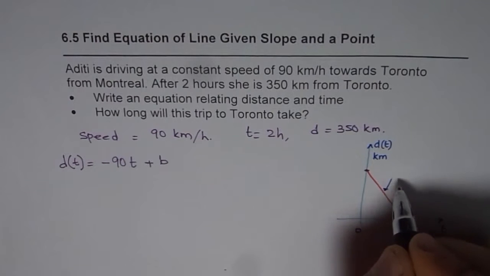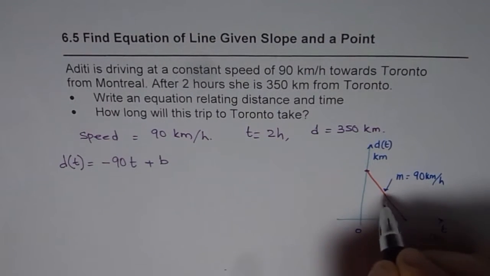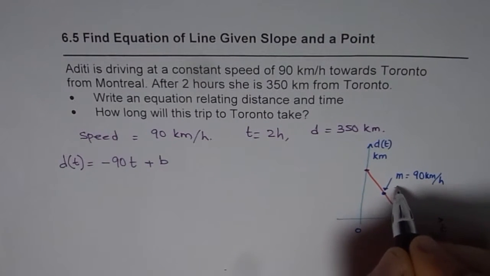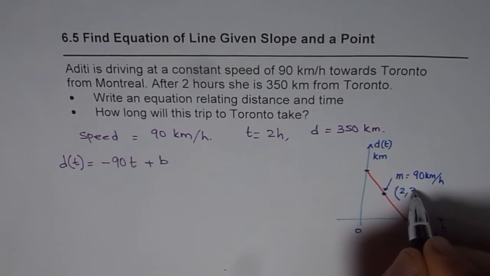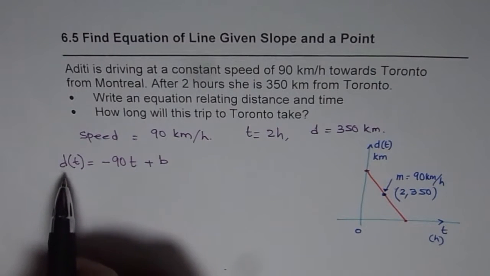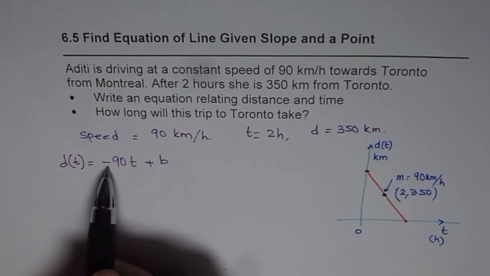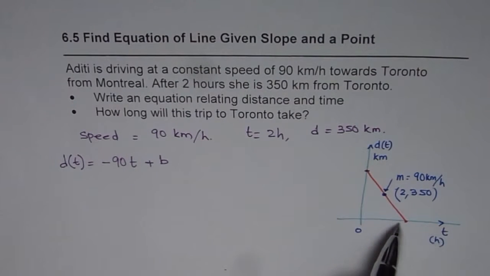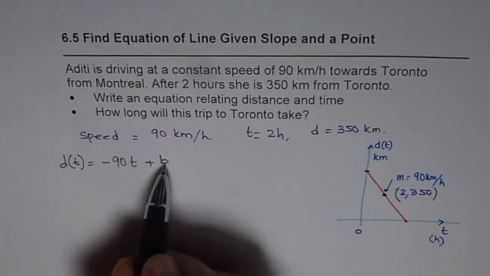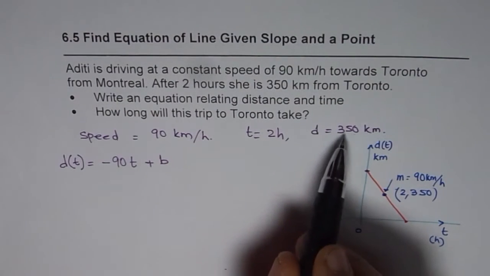This slope, let's say m here, equals 90 kilometers per hour, and we're talking about a point here, and the point says that after 2 hours, distance is 350. So that is the situation, correct? So in our equation, when we say the dependent variable distance is a function of time in hours, the slope is minus 90 since the distance is decreasing, right? We can now find b using the given point.